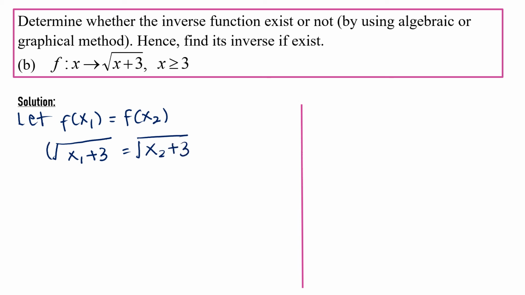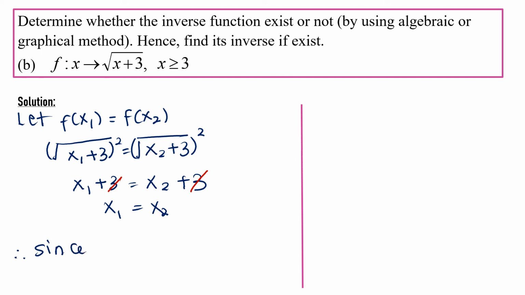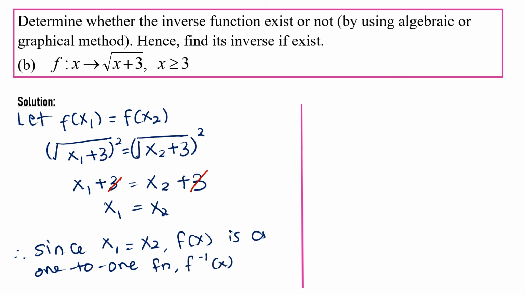Okay, and then we square both sides to cancel out the surds. So we're left with x1 plus 3 equals x2 plus 3. And then we can cancel out these 3's, and we're left with x1 equals x2. Therefore, since x1 equals x2, f of x is a one-to-one function. So f inverse exists. Now we can find the f inverse.